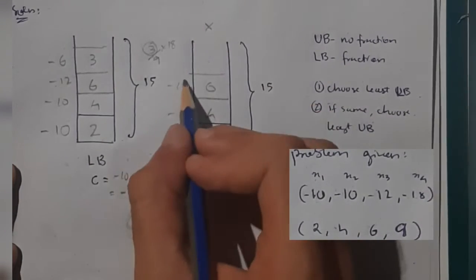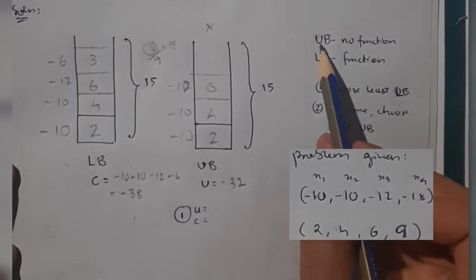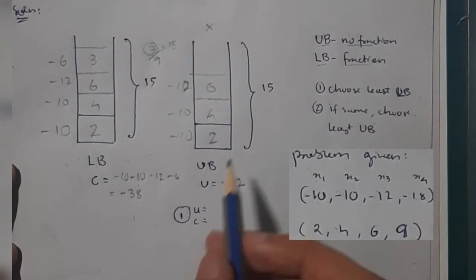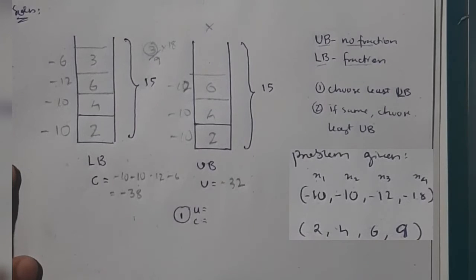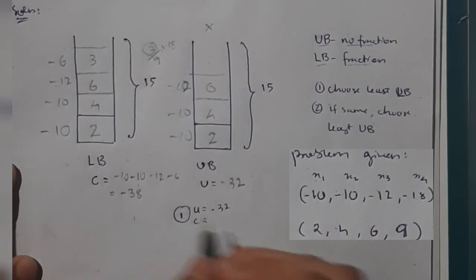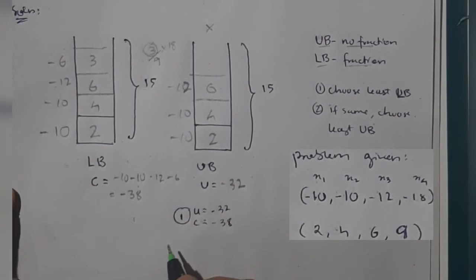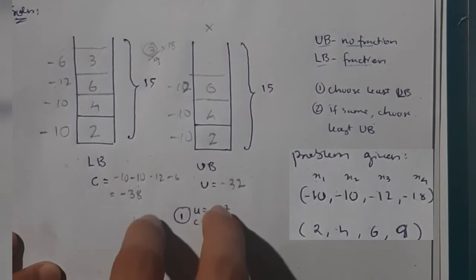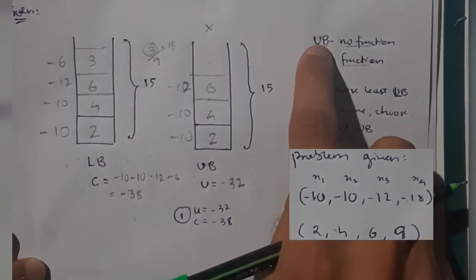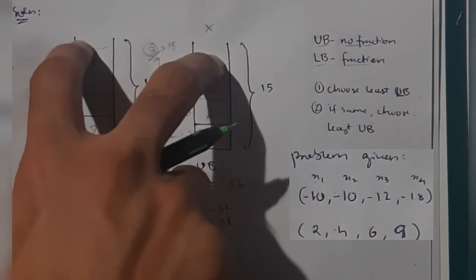How much profit we got here, that much we'll be considering. It's minus 32. The thing you need to remember is that in the upper bound there is no fraction, and in the lower bound a fraction is there. So when we get the upper and lower bounds, we'll mention U as minus 32 and C as minus 38. We'll solve more examples so you'll get a clear picture. For now just remember that UB means no fraction, LB means fraction, and we are starting from item 1, filling till we reach the end here.